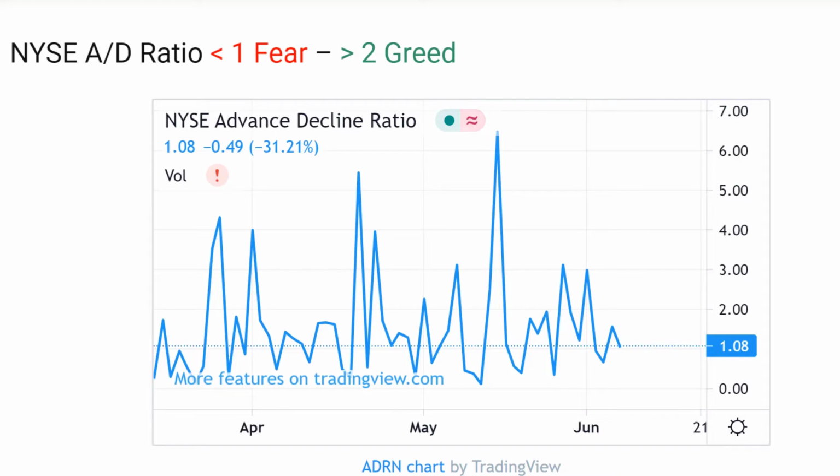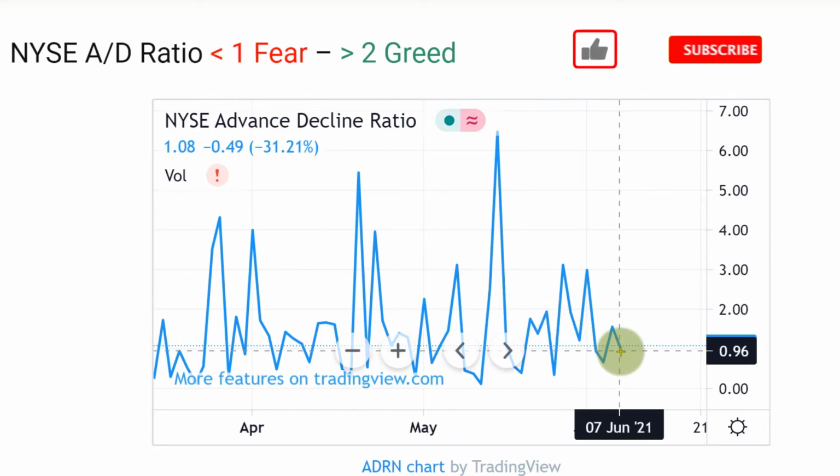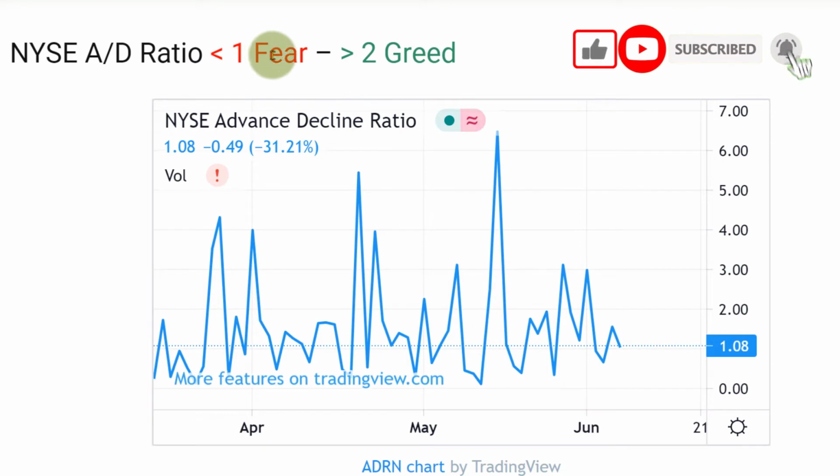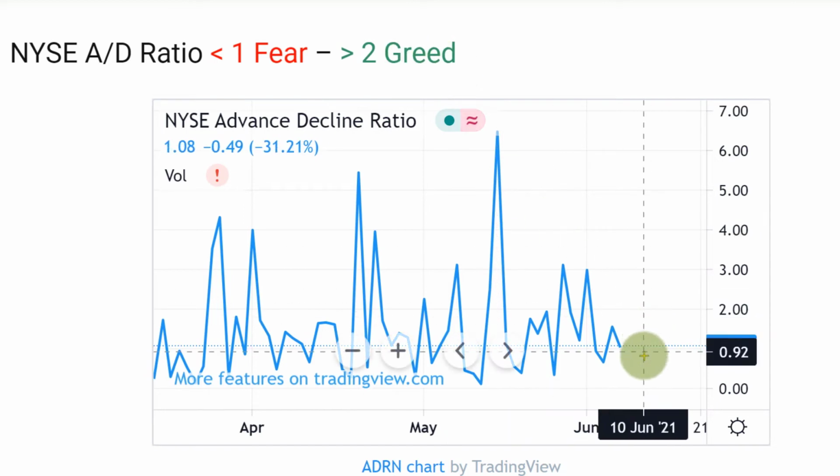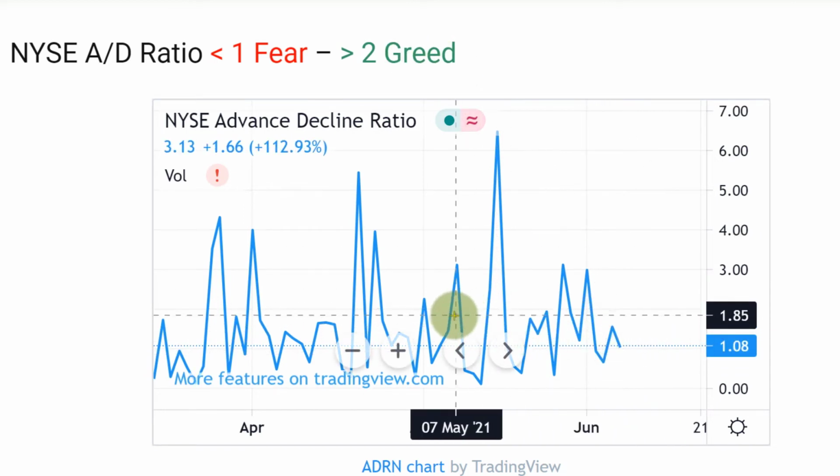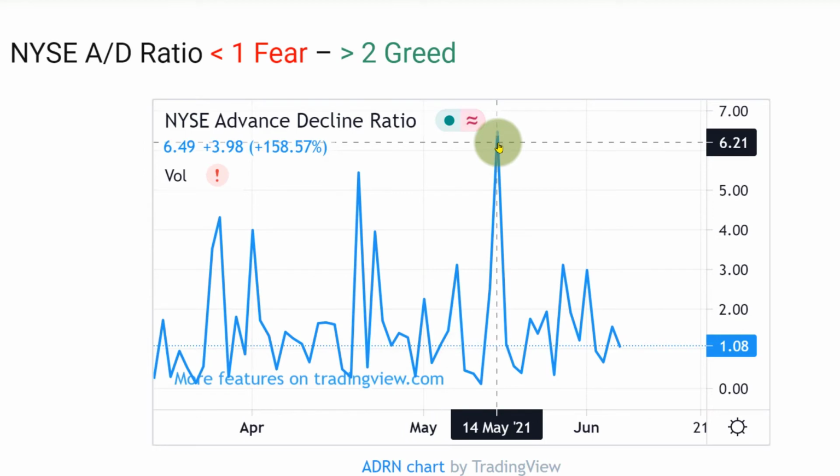So how does the NYSE AD ratio work? A ratio of 1 means that there was one advancing stock for every one declining stock. Above 2 means the market is in greed mode with 2 stocks rising to every one falling. So it's pretty easy to interpret. Less than 1, this blue line being less than 1, equals fear. And anything greater than 2 is essentially greed. So between 1 and 2 is kind of a no man's land. And spikes here mean greed. There's a huge amount of stocks increasing in price versus those decreasing in price.